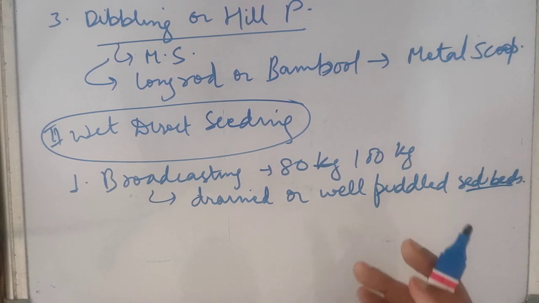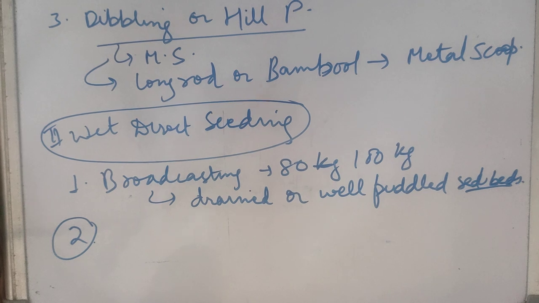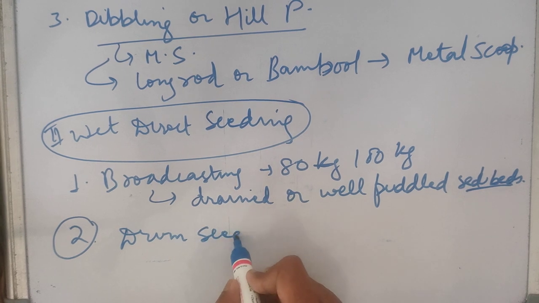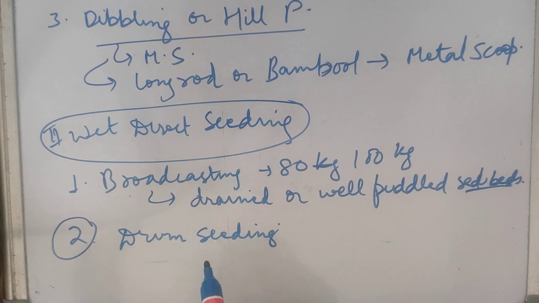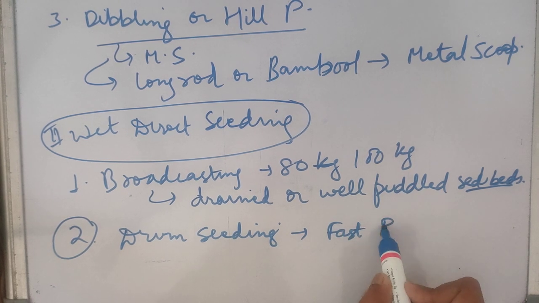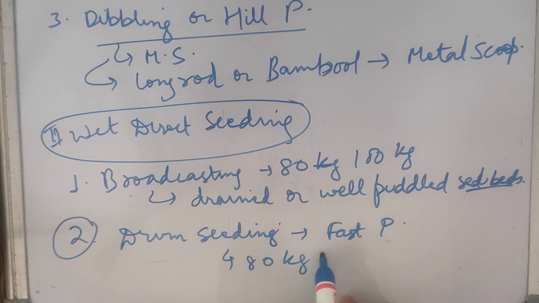So you can see that here the seed bed is not dry, it is wet. Now the second process is drum seeding. It is used for fast planting. It also requires 80 kg of seed per hectare in a wet seed bed. So these were the technologies or methods for direct seeding of rice.